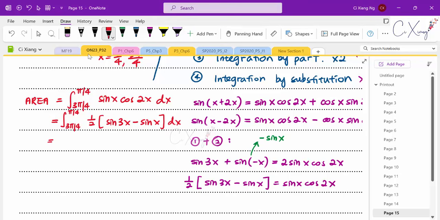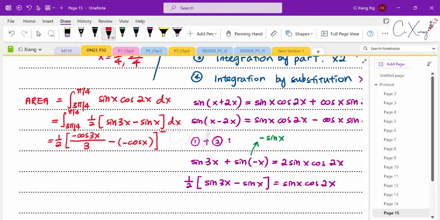Okay, so 1 over 2 is a constant. Personally, I prefer to take it out. How to integrate sine 3x? So integrate sine 3x, you have negative cos 3x. Differentiate the angle inside, you will have 3. So you have to divide it by 3. Then copy the minus. Integrate sine, you will have negative cos.